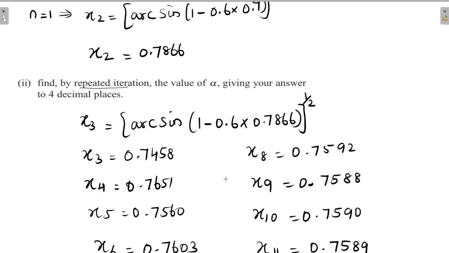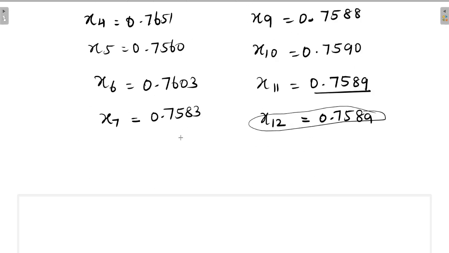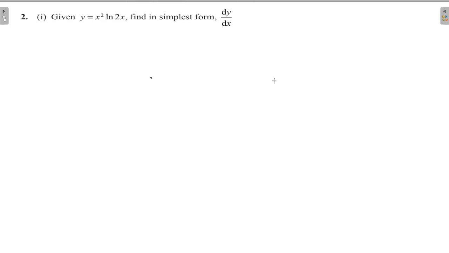That is finding the 4 places of decimal. So, alpha is equal to 0.7589 is the answer. Question number 2.